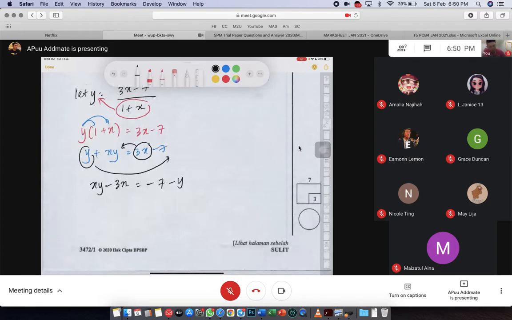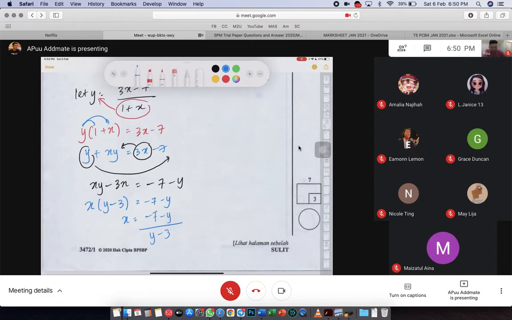Then you can factorize your x out. So factorize the x out, inside leave y minus 3, then equals negative 7 minus y. Can we go that far? May? Okay. So last step, x equals negative 7 minus y over y minus 3. So that is the last step for the part to get x as the subject.